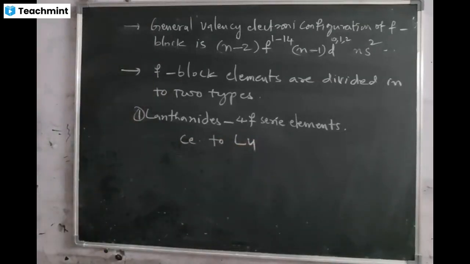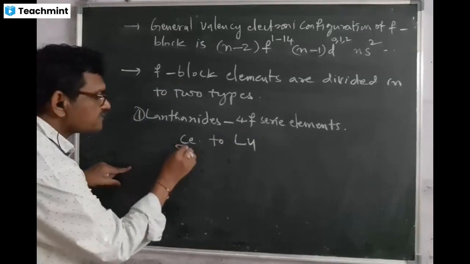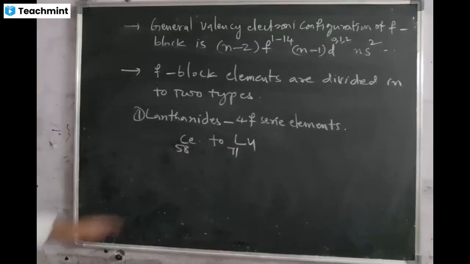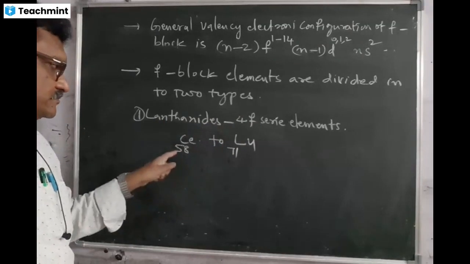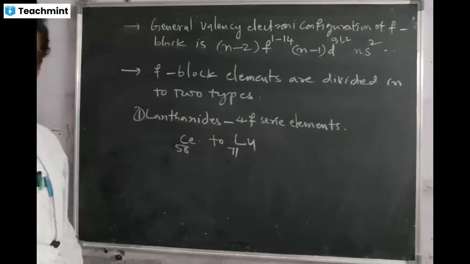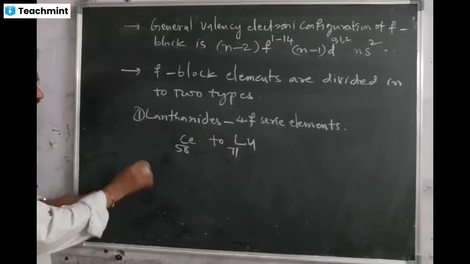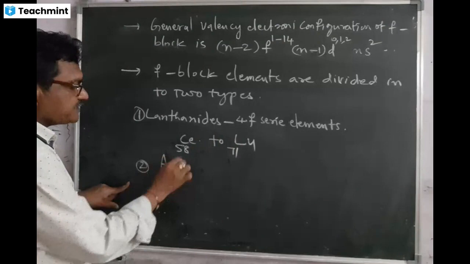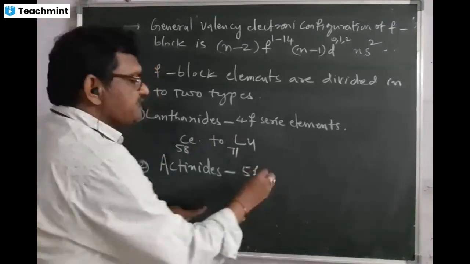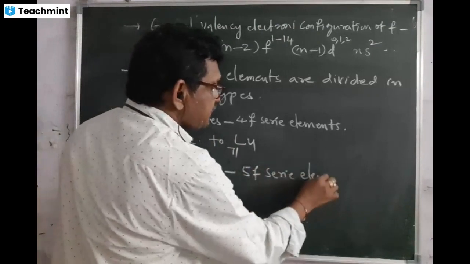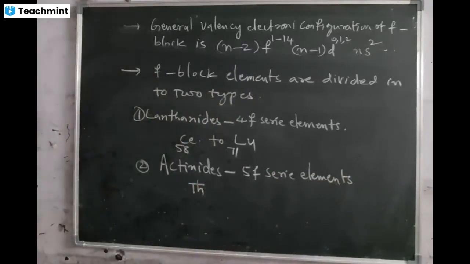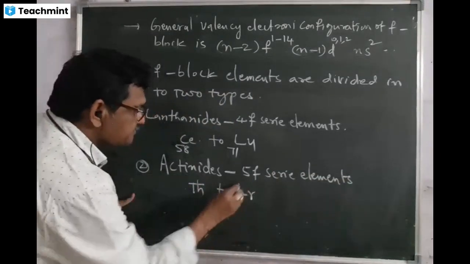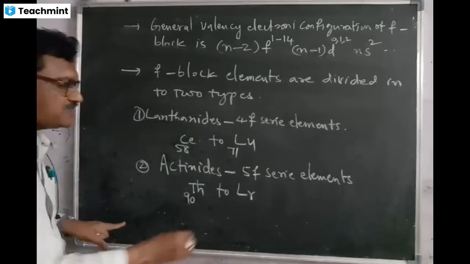Here, cerium is atomic number 58. So this series is called 4F series, lanthanides. They start from cerium and end with lutetium. Then actinides. These are also 5F series elements, which start from thorium and end with lawrencium. Here the thorium atomic number is 90, and the lawrencium atomic number is 100.